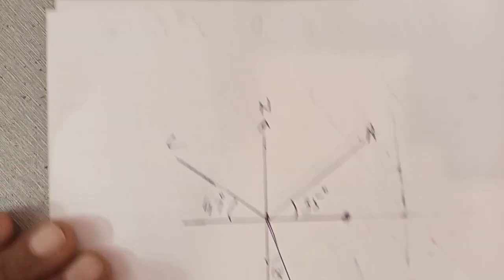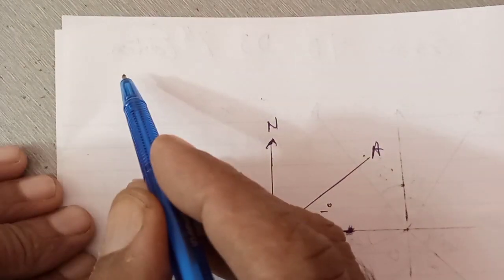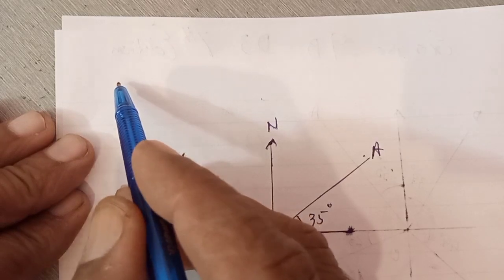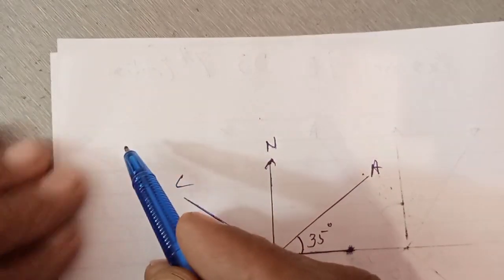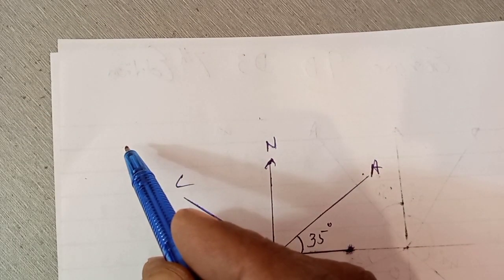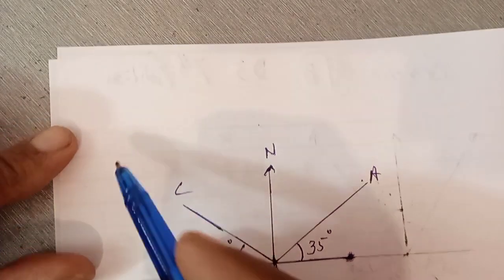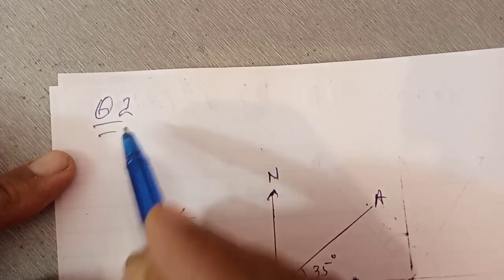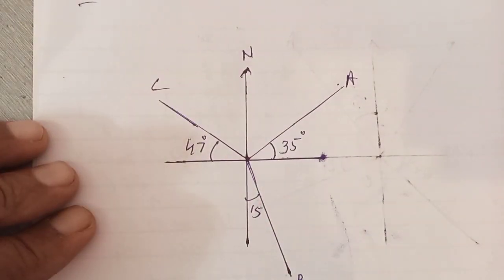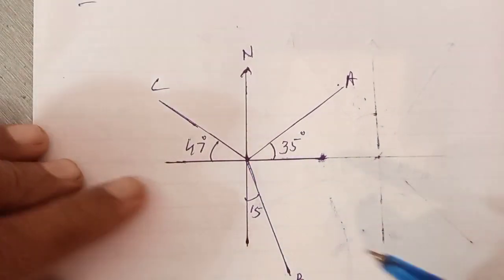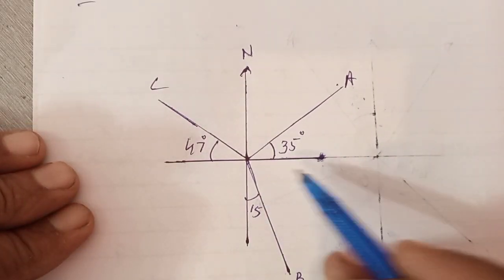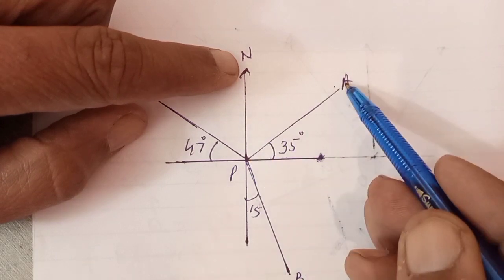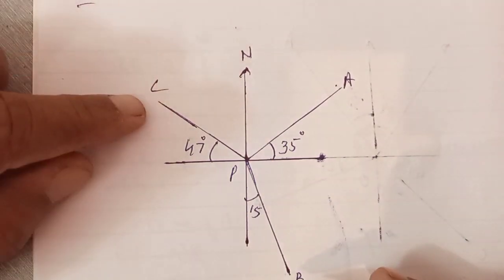Now this is question 2 of exercise 9B, taken from D3 Math 7th edition. This video is related to the mathematics of O level Cambridge. Now question 2. Look at, so this is the figure. So this is point P, this is point B, this is North Pole at point P, this is A point, this is B point, this is C point.